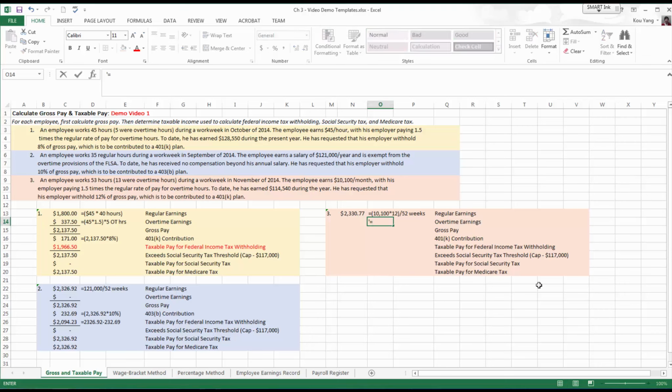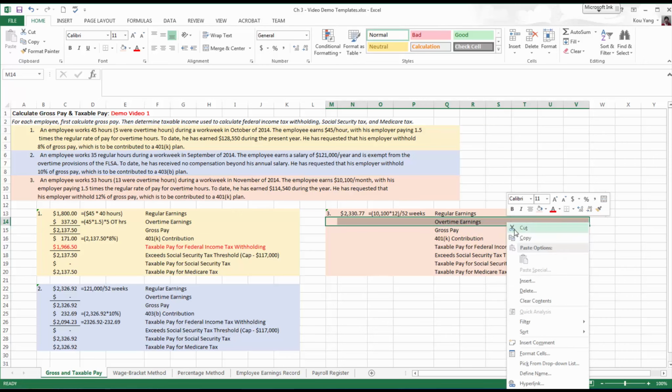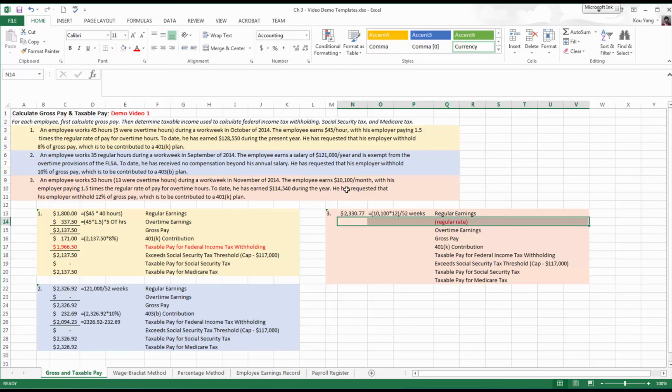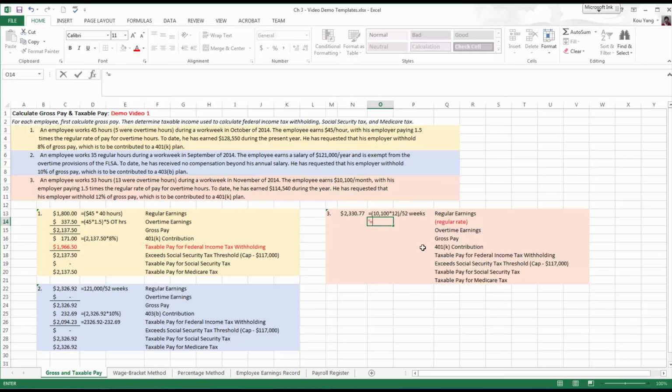For his overtime earnings, let's do an extra step and insert a row. I'm going to find his regular rate, and you can do this on the side or however you want. His regular rate will be 2,330 divided by 40 hours.